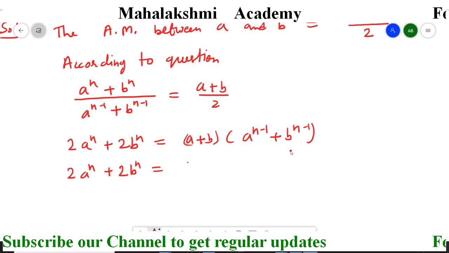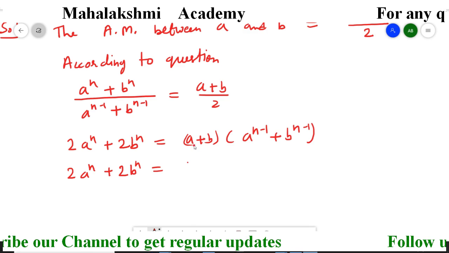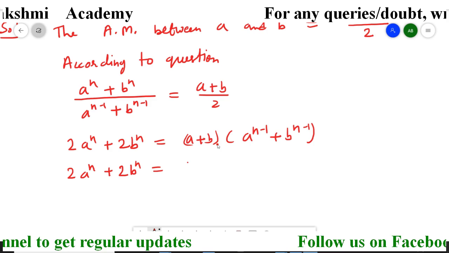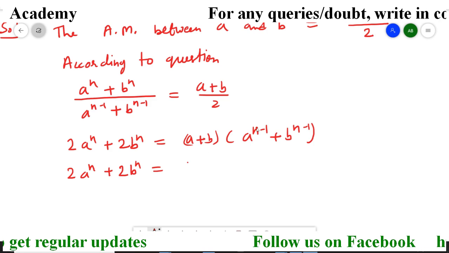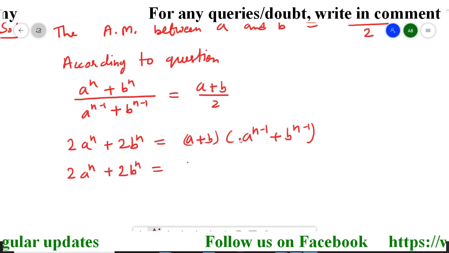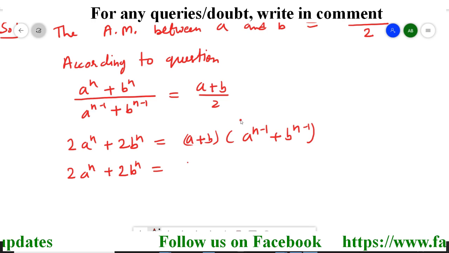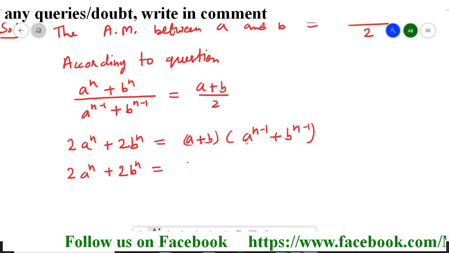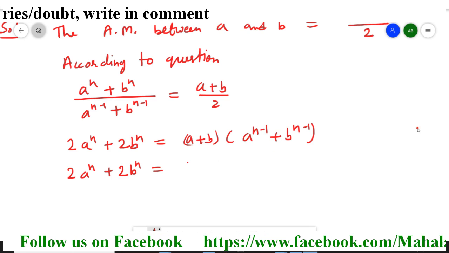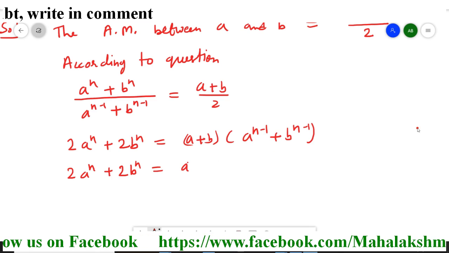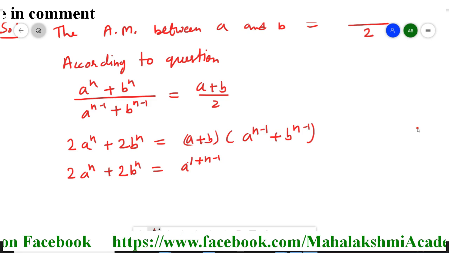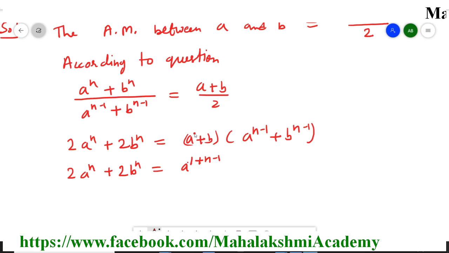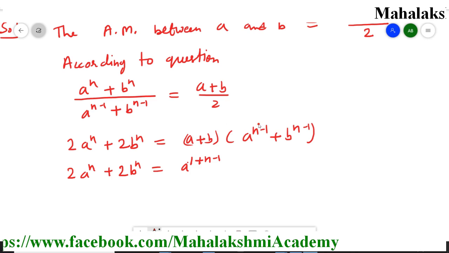When we open the bracket, when we multiply this a and a raised power n minus 1, their powers will get added because the bases are the same. Here the power is 1 and here the power is n minus 1. So when we multiply this a and this a, we will get a raised power 1 plus n minus 1, because I added the power. Here there is no power, which means power is 1.